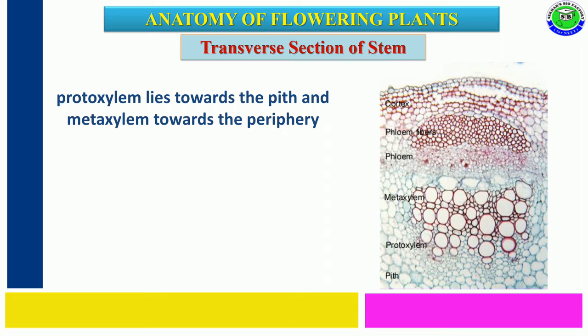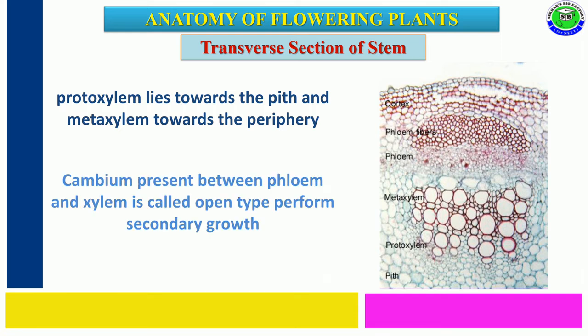In the structure of each vascular bundle, the protoxylem, the first formed xylem, is present towards the pith. And the metaxylem is present towards the periphery. That is the condition called endarch xylem.